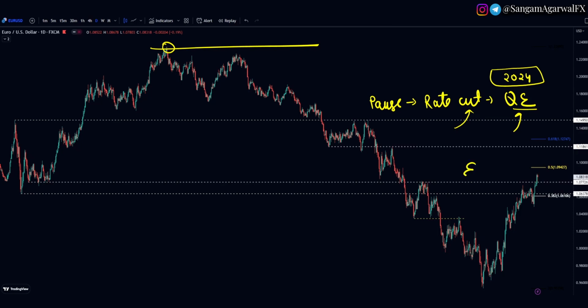And if you want to confuse yourself about what the ECB is doing, then you can keep reading news and wait until the official announcement. But ultimately Euro USD depends on the US dollar and the Fed announcement.